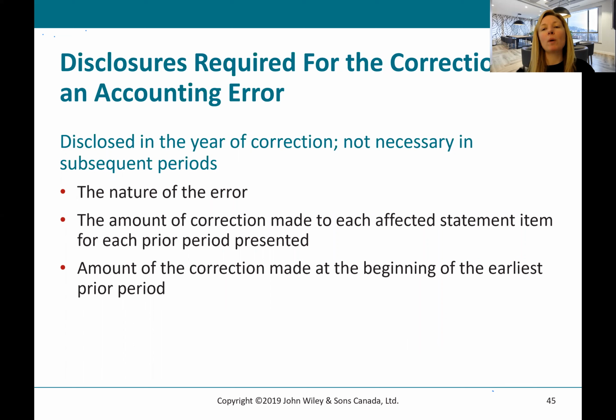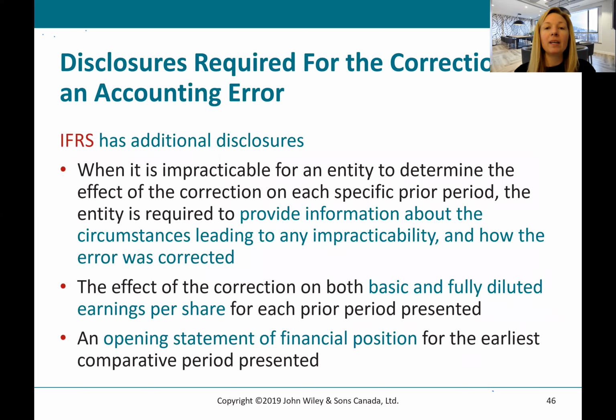So disclosure required for the correction of an accounting error is we need to disclose the nature of the error, the amount of the correction made, and what periods it was made to. And IFRS also requires us to disclose the impact on basic and diluted shares, if there were any issues with getting the information we needed to correct the error, and we have to record the opening statement of changes in equity.